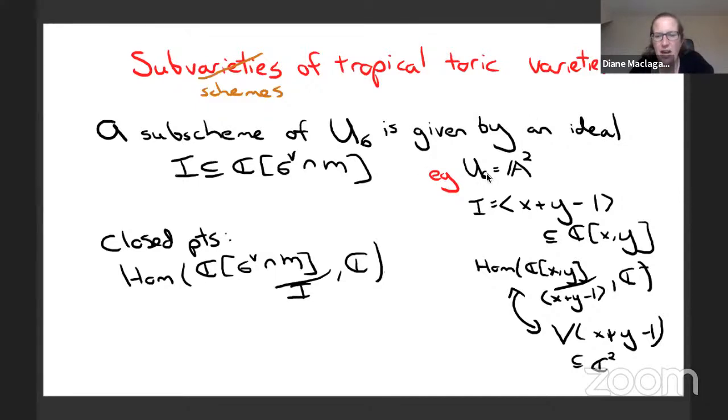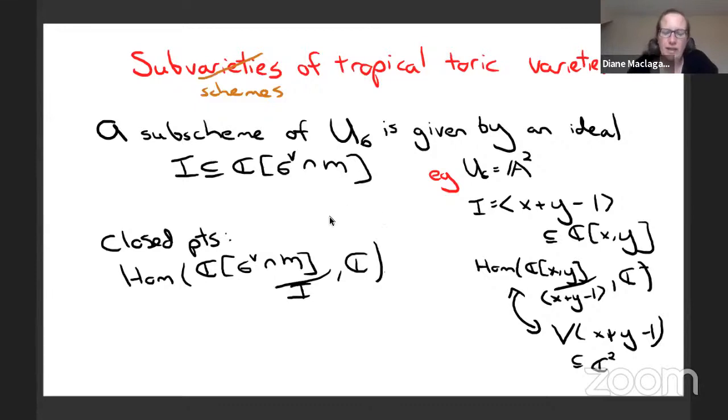Okay, so an example, here's the simplest possible example. I've just got a line in the plane. So if my toric variety was affine space, then my coordinate ring is just C adjoin X, Y. I have the ideal generated by X plus Y minus 1. So the variety is just the line Y equals 1 minus X. So X plus Y minus 1 equals 0.